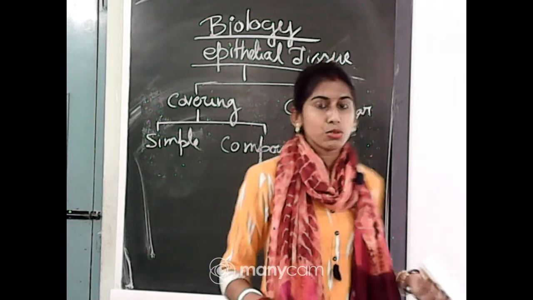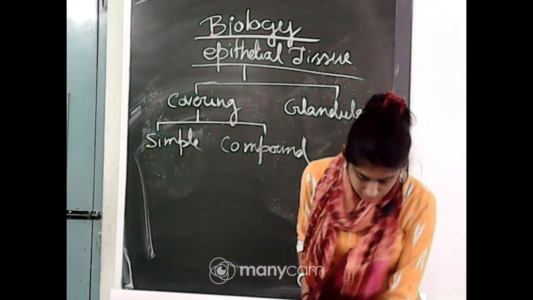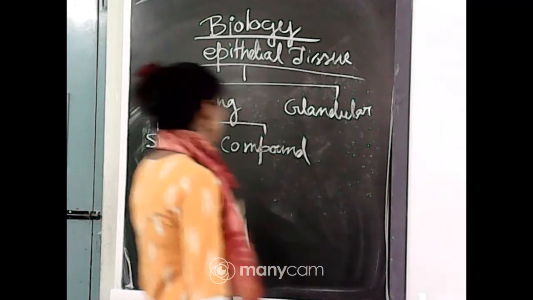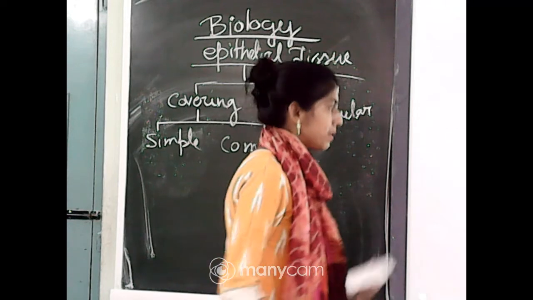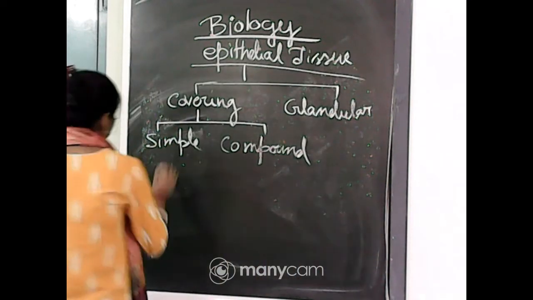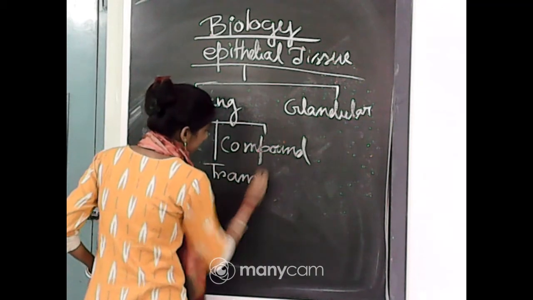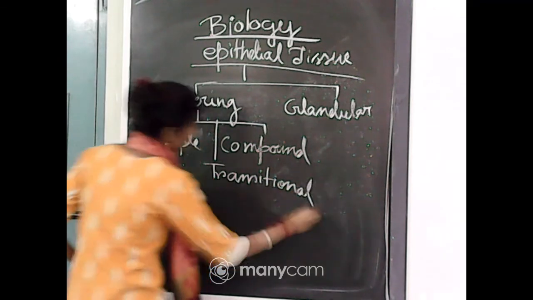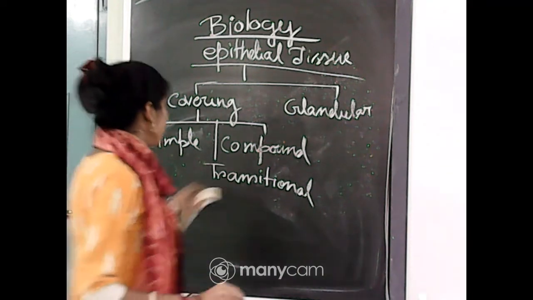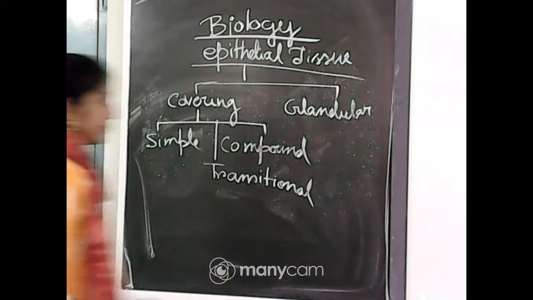Simple epithelial tissue means tissue having only one layer. The cells of this tissue are arranged in a single layer. If more than one layer is present, that is called compound epithelial tissue. And another one in between them is called transitional epithelial tissue. In some books you will find it under compound epithelial tissue.